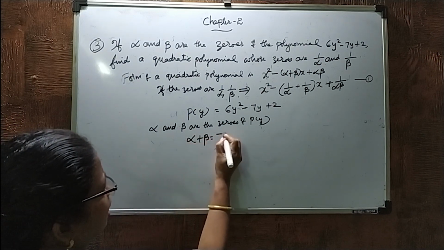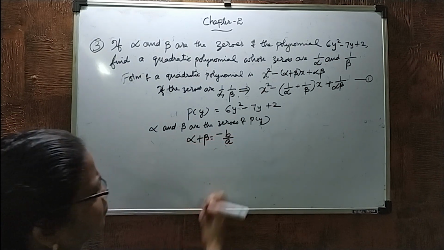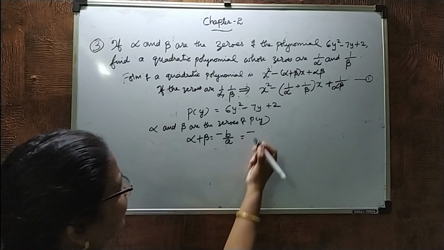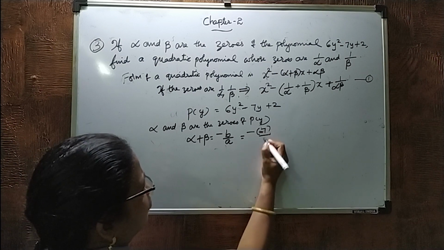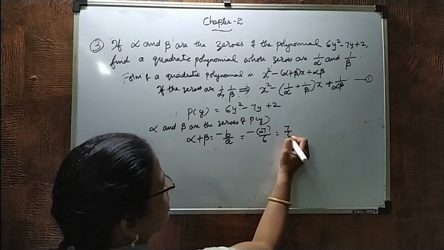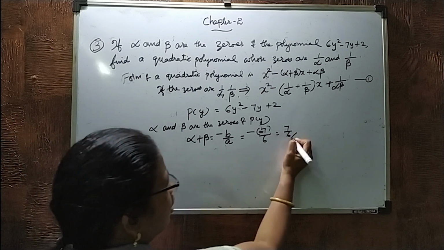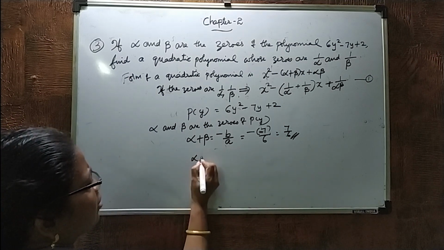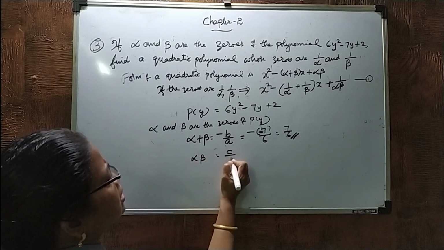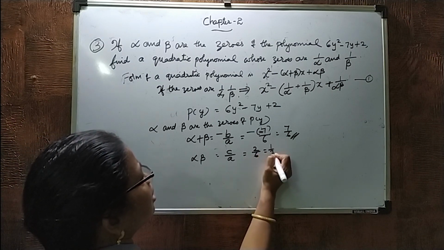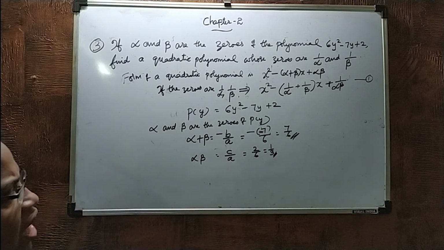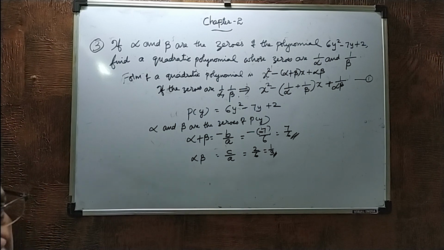Alpha plus beta is equal to negative b by a. That means negative b is negative 7 divided by 6, so we'll get the answer 7 by 6. What is alpha beta? Alpha beta is equal to c by a. That means 2 by 6, you'll get the answer 1 by 3. So alpha plus beta you got, alpha beta you got.